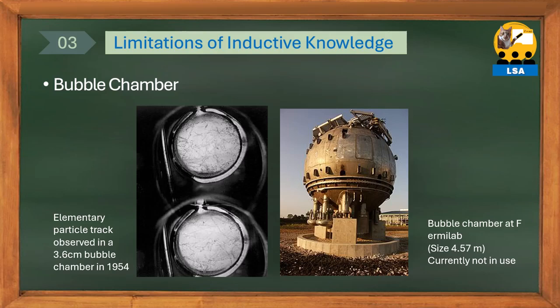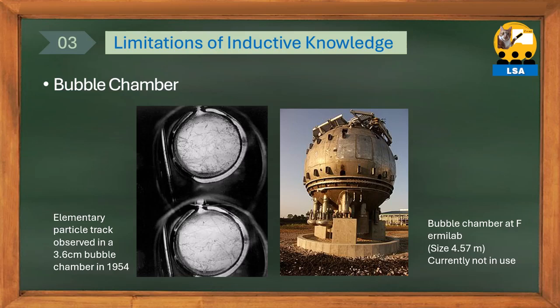This is a bubble chamber. It is used to observe elementary particles. The left photo is a bubble chamber at Fermilab. It is a photo of the track of an elementary particle flying, first observed in a 3.6 centimeter liquid hydrogen bubble chamber in 1954. Through this photo, the existence and reality of the elementary particle are confirmed.